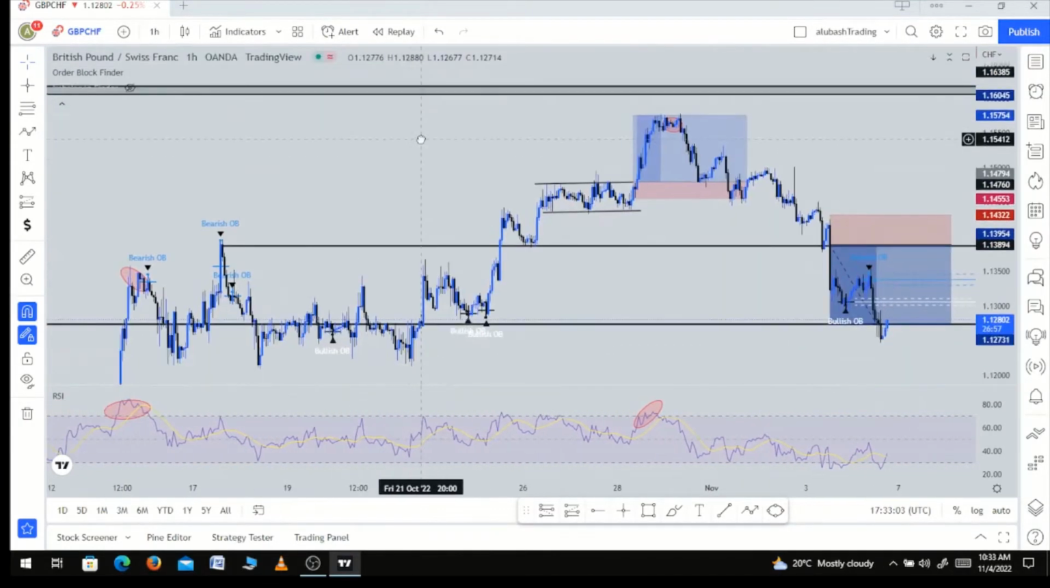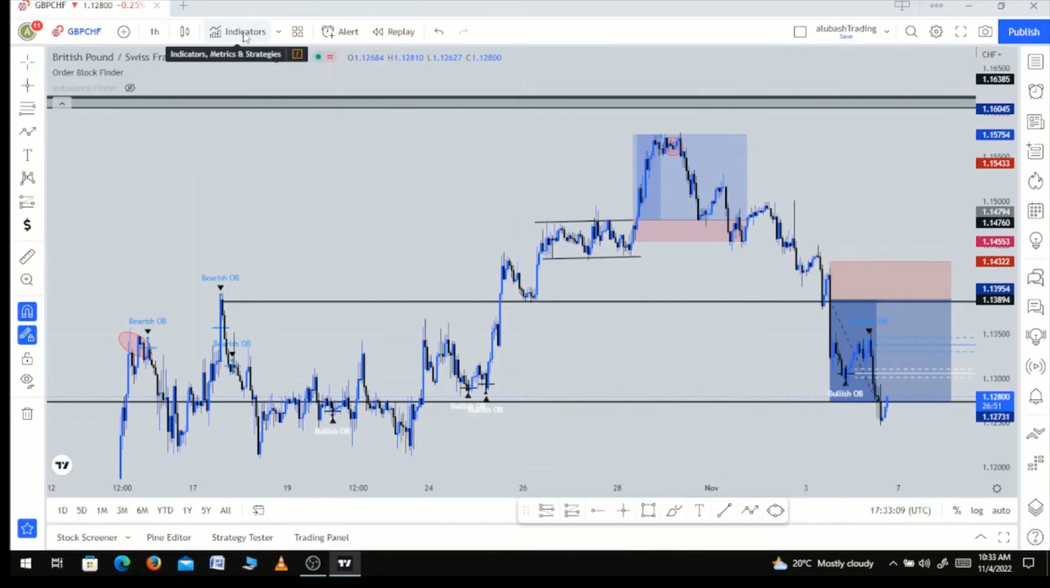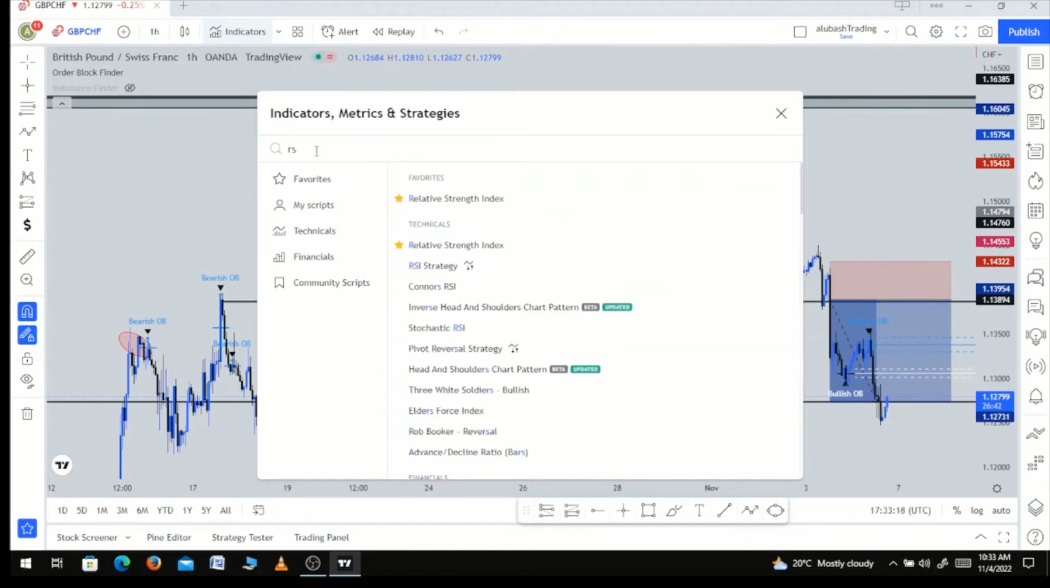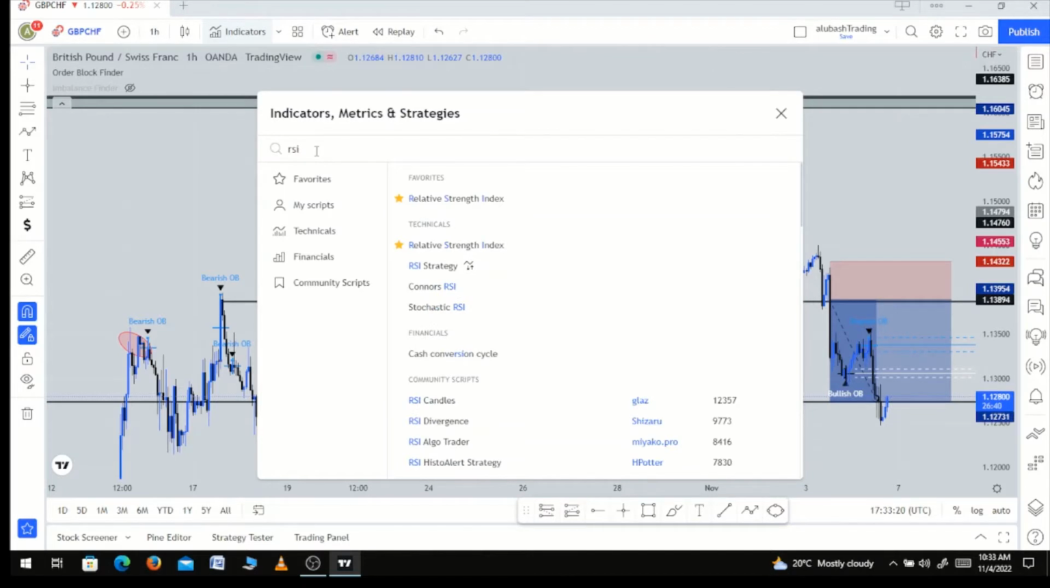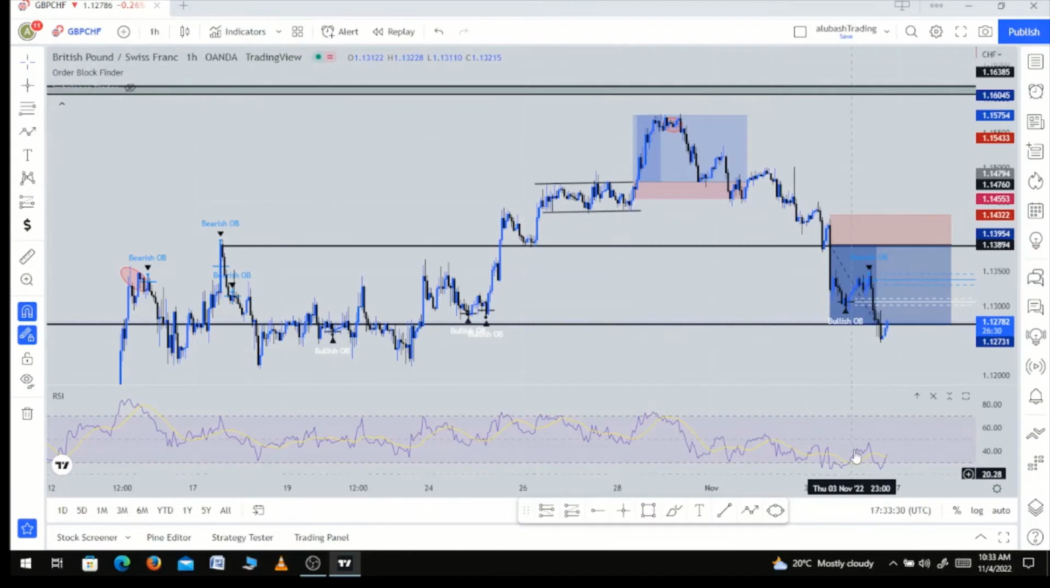So today let me take off this RSI. Let me remove it, then I install it again. You come here to the indicator, then you just write RSI. So it's this Relative Strength Index. Then you select it, and automatically when you select, it comes to your chart.